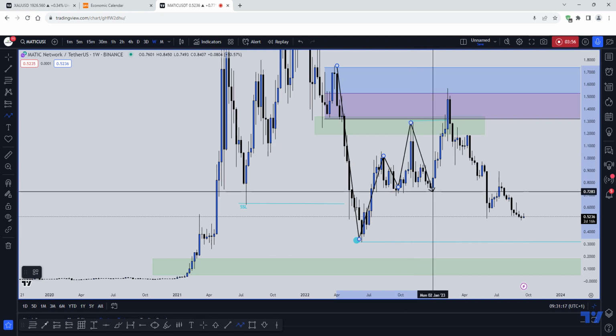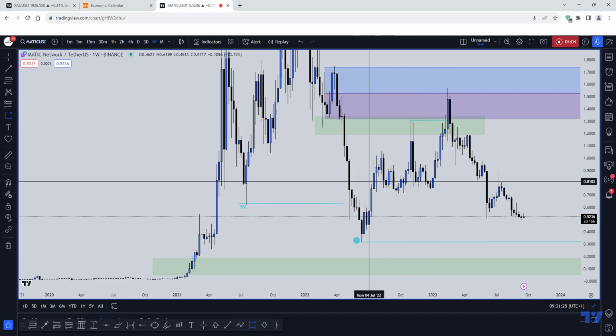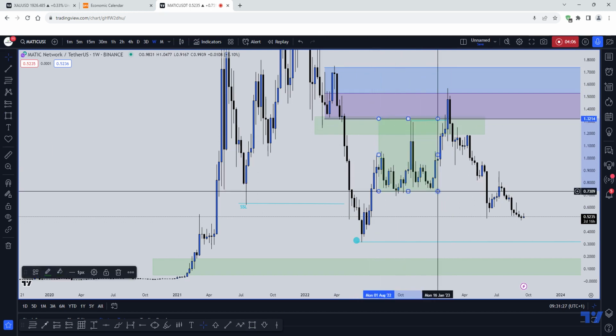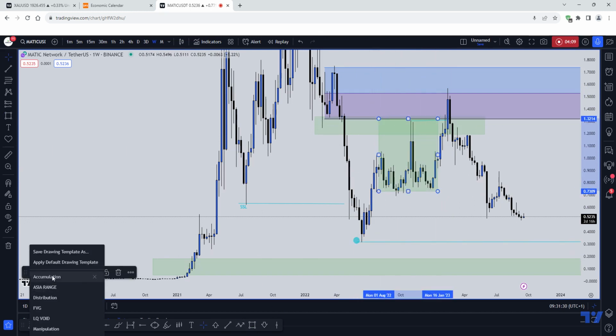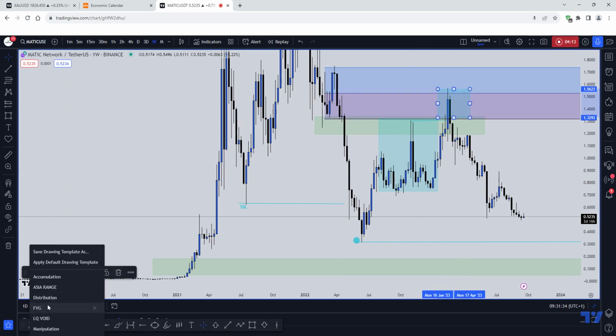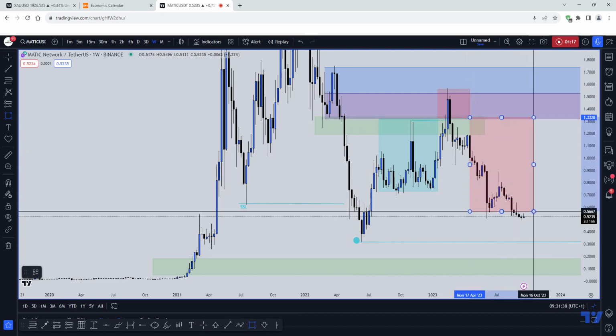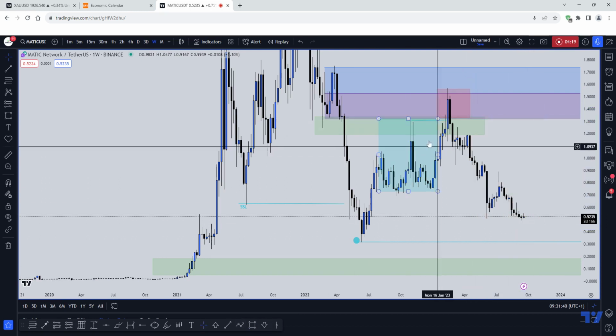This induces sellers. Where are the stop orders of sellers going to be? Above this high. Then you get the manipulation to the upside, taking out the high of this particular range that we have here. Okay, again, accumulation, manipulation, distribution, right? Not only on a monthly perspective, but we have it as well on the daily.